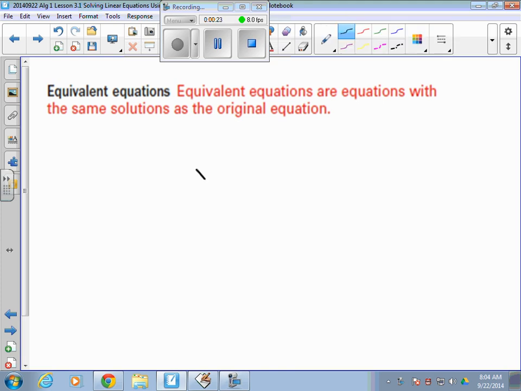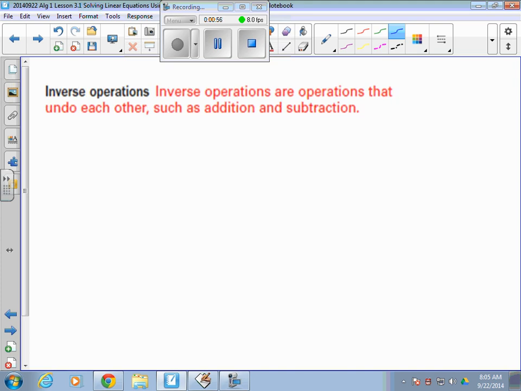Here's an example. x plus 1 equals 3. An equivalent equation to that would be x equals 2. Think of equivalent equations as being solutions because you know 2 plus 1 is equal to 3. Or when you transform the equation, you get x equals 2, which is the same as x plus 1 equals 3. Again, equivalent equations have the same solution as the original equation.